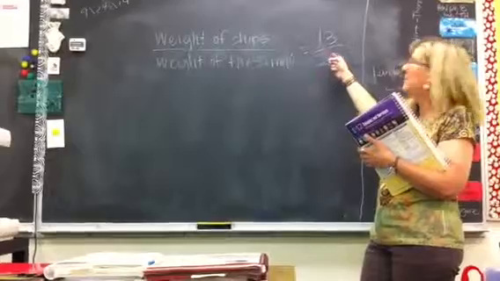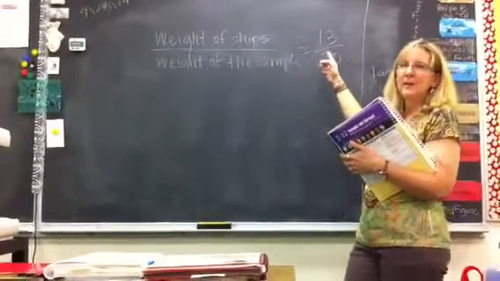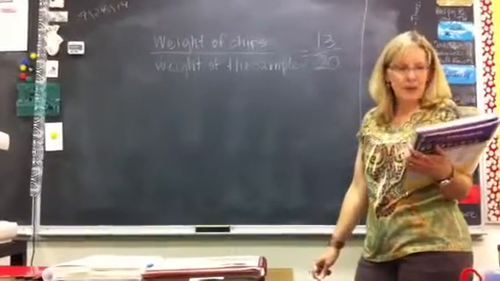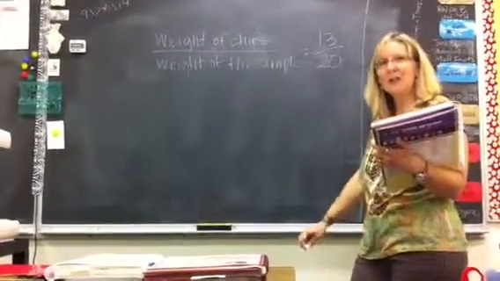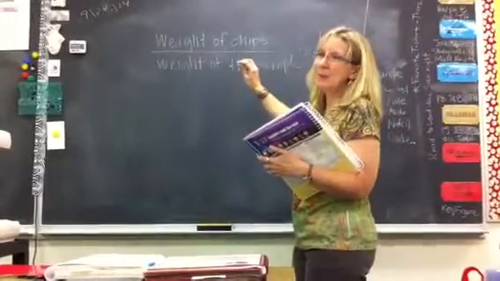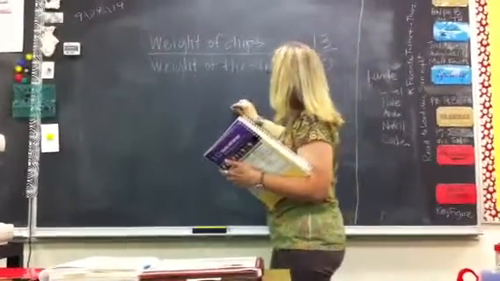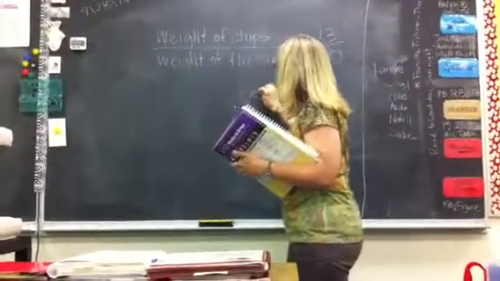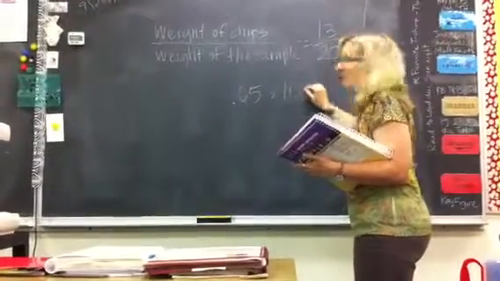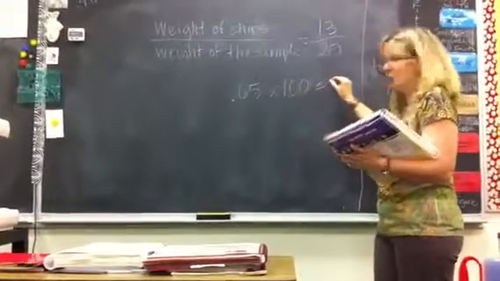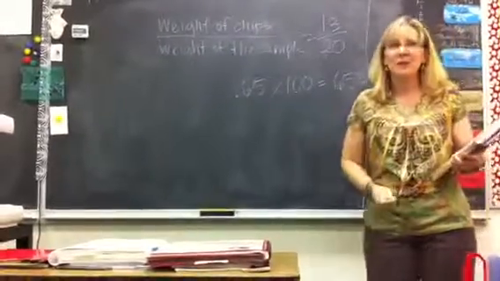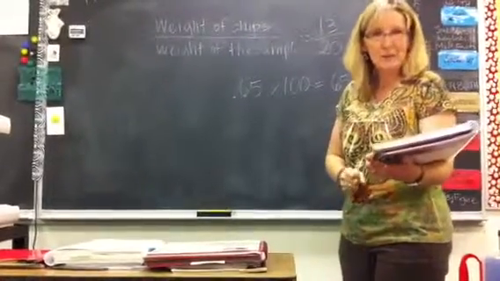Okay, so I should see some people starting to do this problem. 13 divided by 20 should give you a decimal, and will give you what percent of the cookie is chocolate chips. So by now, most of you should have figured it out. I hope nobody's blurting out. But it comes up, and it's 0.65. And 0.65 times 100, because 100 represents the whole, or the percent, is their cookies are 65% chocolate chips.